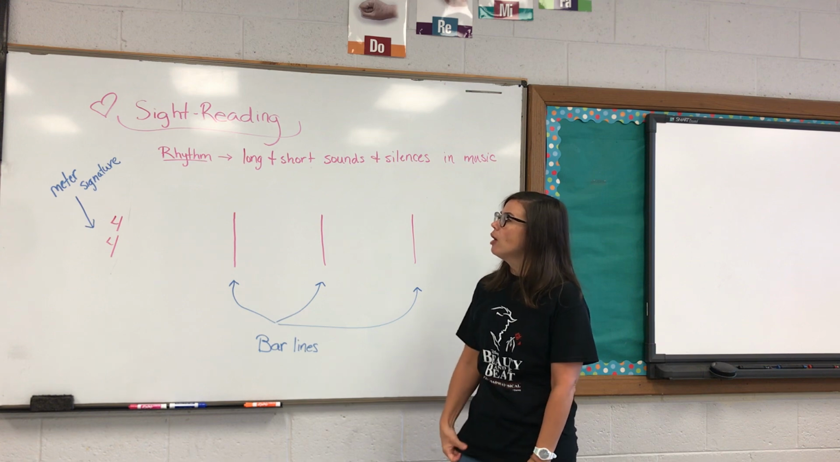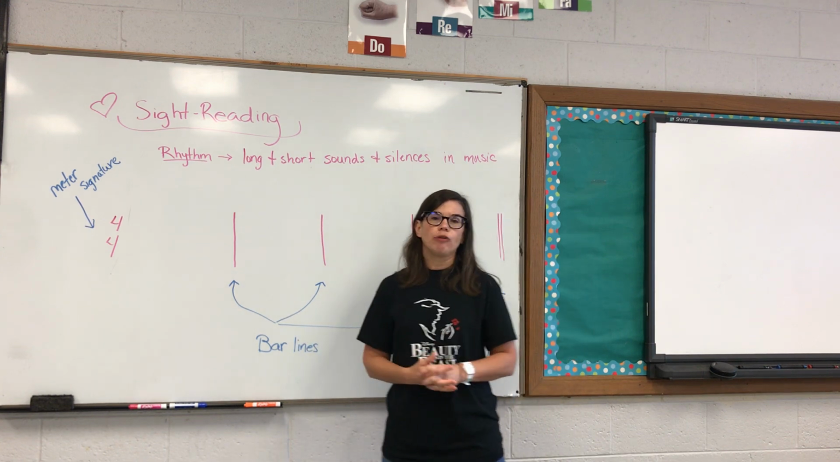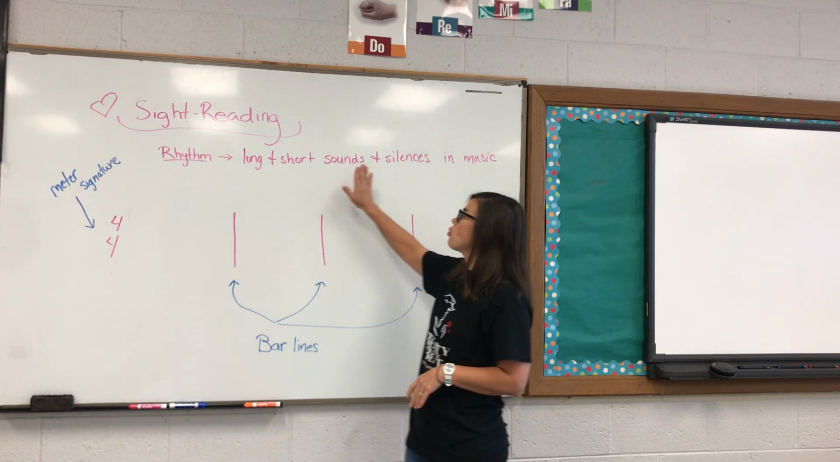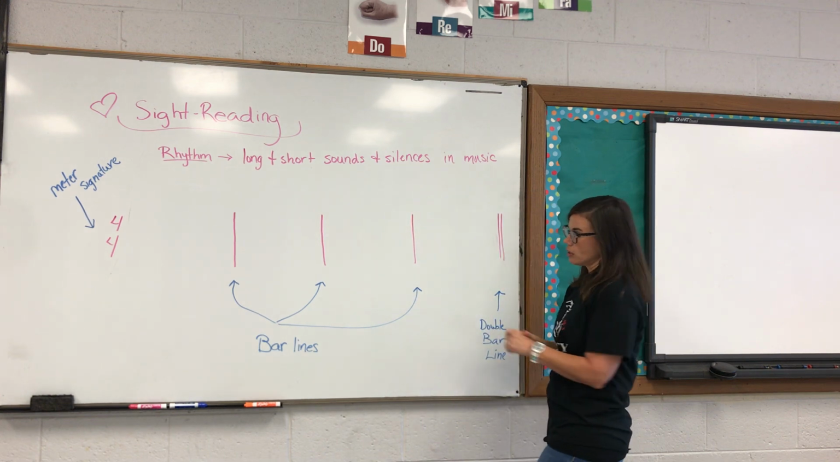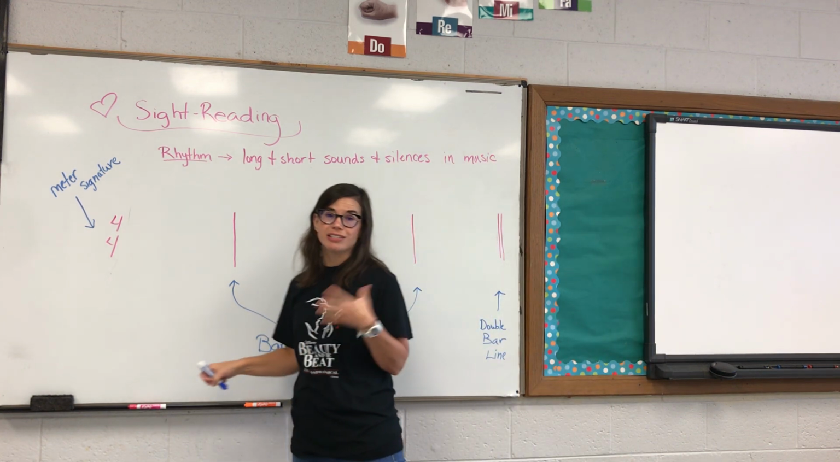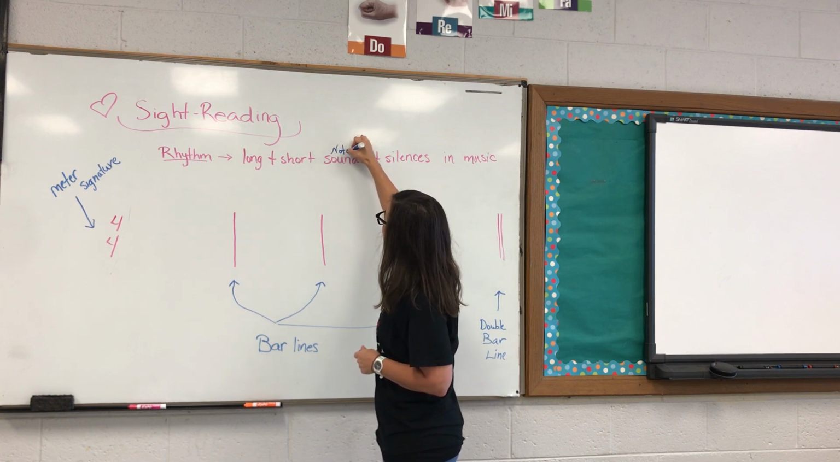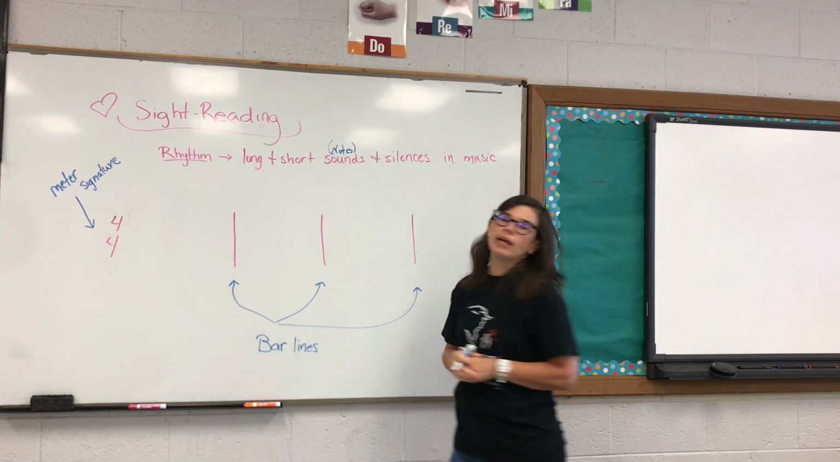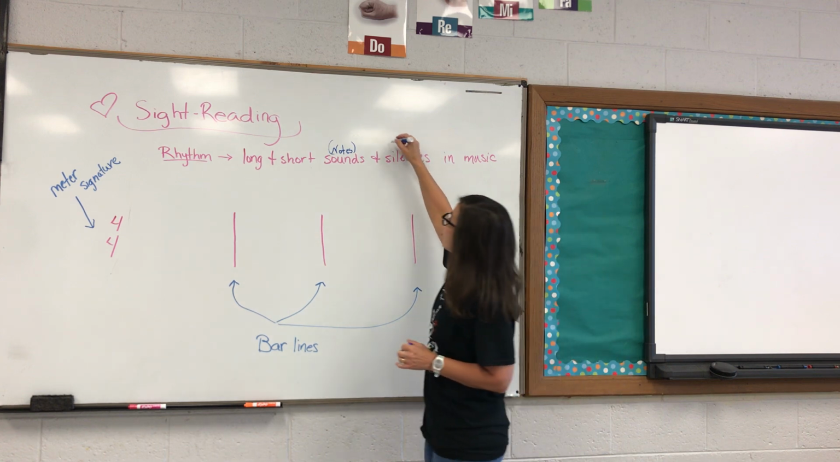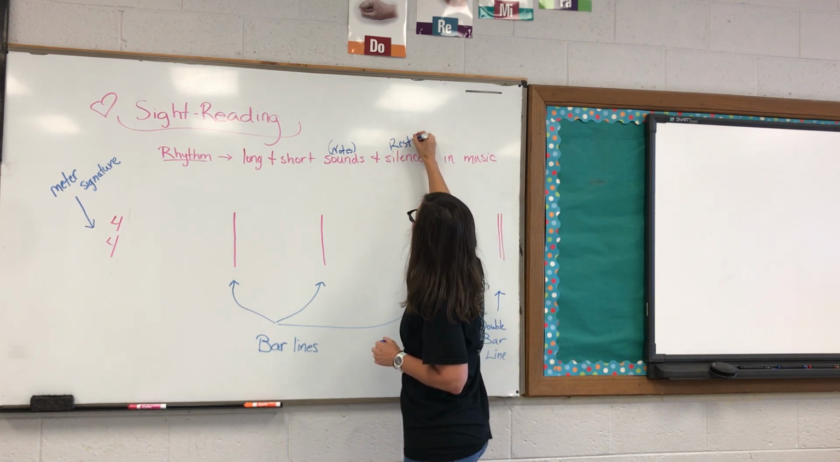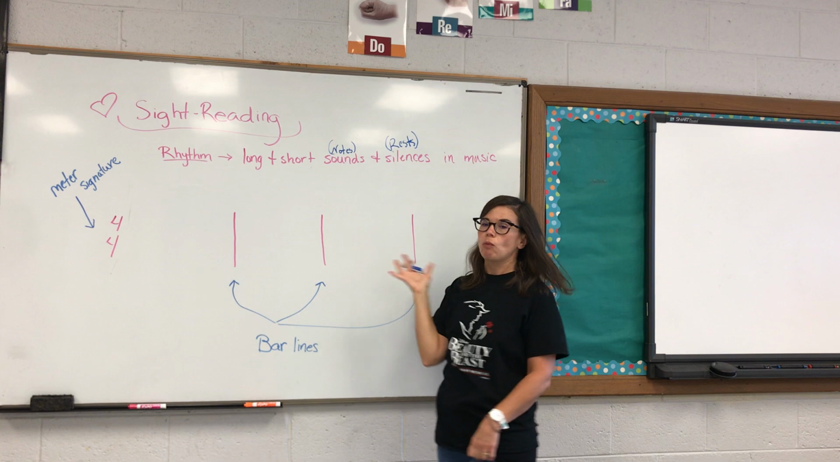So we are going to start with a very basic level, so everybody is on a level playing field. Okay? So we are going to start with a rhythm. And rhythm are the long and short sounds and silences in music. And when I'm talking about sounds, those are shown by notes in music. And when I talk about silences, those are shown by rests.